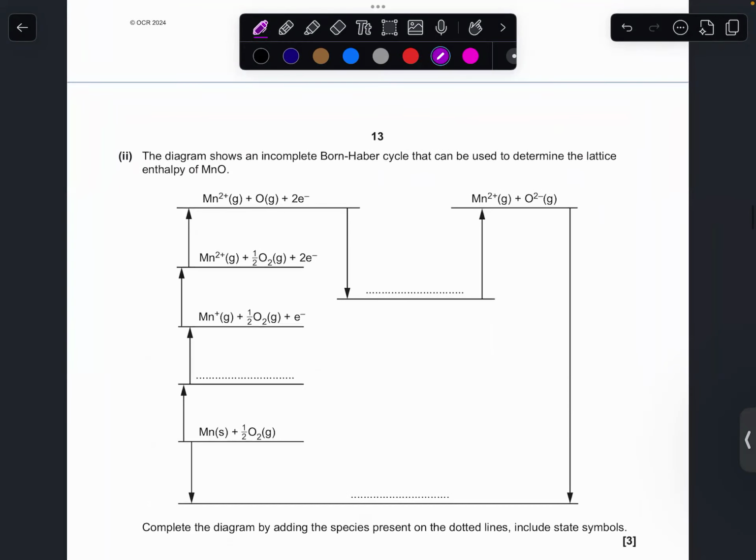Complete the diagram, adding the species present on the dotted lines. Include state symbols. We see the bottom one. Let's start from the bottom. This is an easy one. It's going to be manganese oxide, manganese 2 oxide solid. That's the ionic compound that's formed. If you look, you're playing a game of spot the difference. For this one over here, before manganese turns into a +1 ion, it needs to be atomized where it's turned into a gas. And that's what you would have.